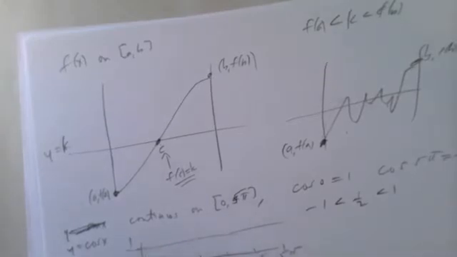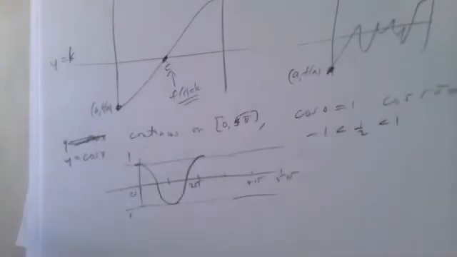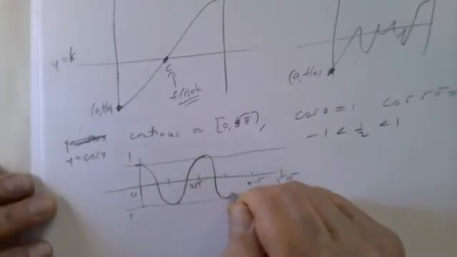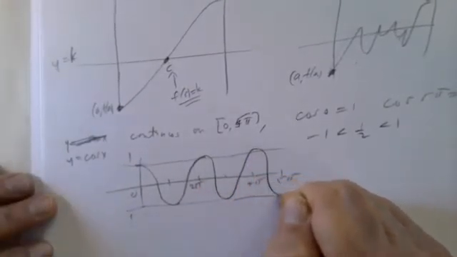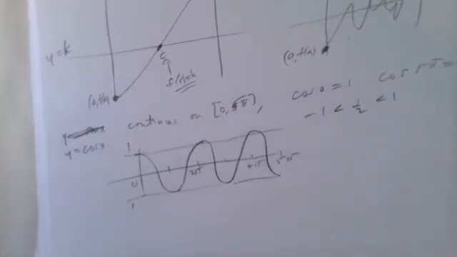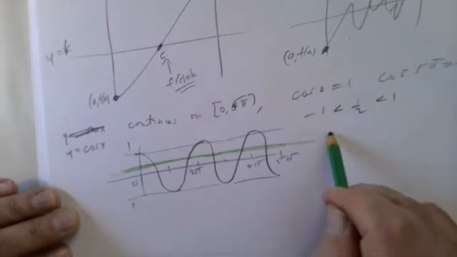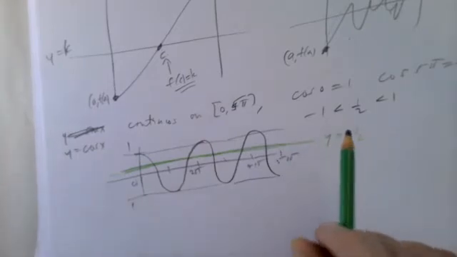What does the graph of the cosine look like? I'm just drawing the cosine. Right? That's the cosine. And here is the line y equals a half.